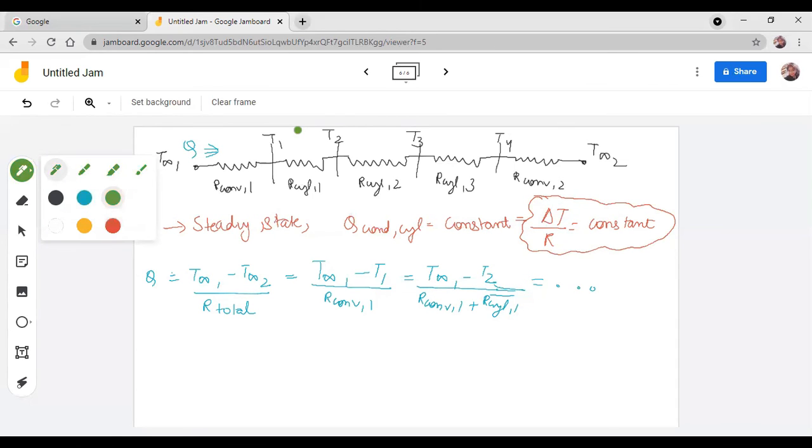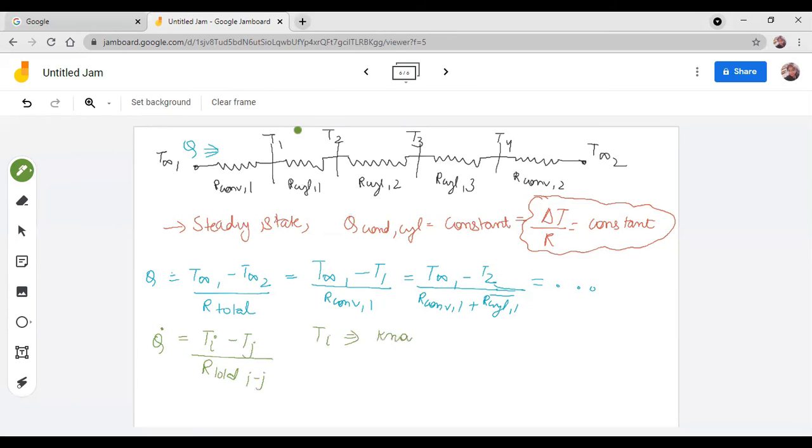The expression we will derive is that this Q conduction is equivalent to (Ti minus Tj) over R total across ij, where this Ti must be a known temperature. The Tj is what we have to find, that means the intermediate temperature. And this R across ij will be the thermal resistance across the layer ij.